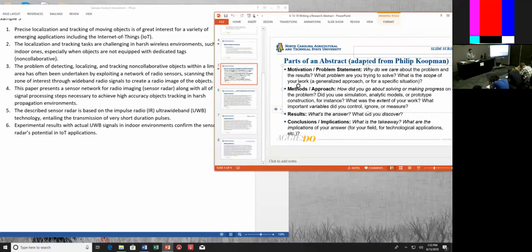But now look at sentence 3. The problem of detecting, localizing, and tracking non-collaborative objects within a limited area has often been undertaken by exploiting a network of radio sensors, scanning the zone of interest through wideband radio signals to create a radio image of the objects. Now, the part that I want to draw your attention to is where it says has often been. So what is that sentence doing or telling us? So the problem of such and such has often been undertaken by radio imaging. What is that telling us? If that makes sense.